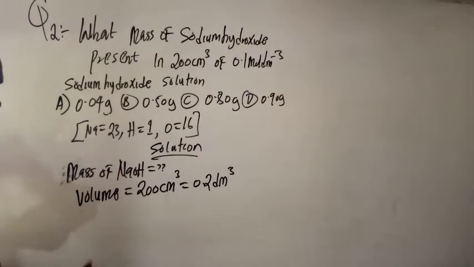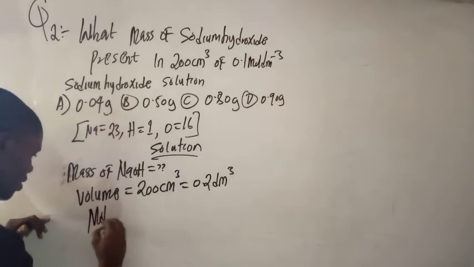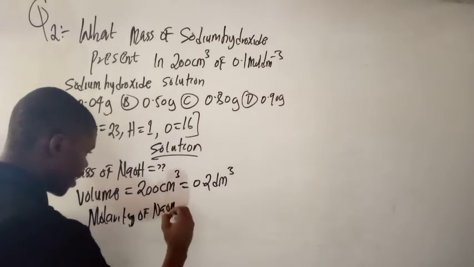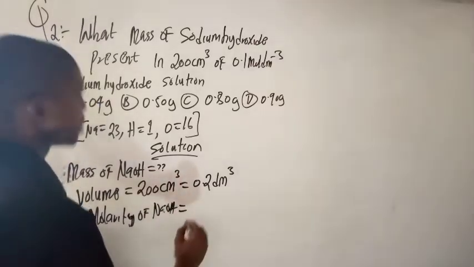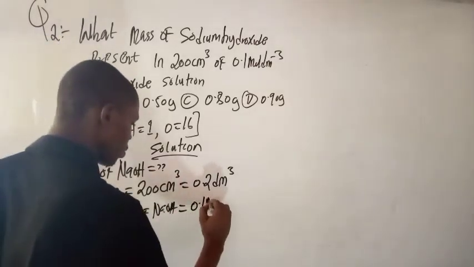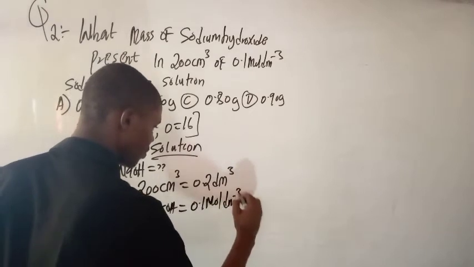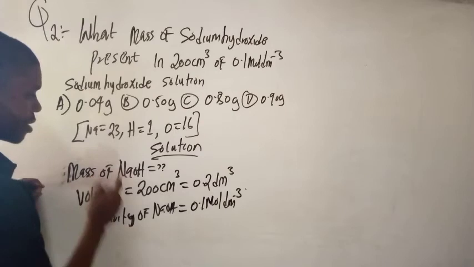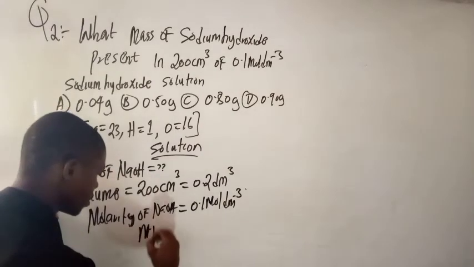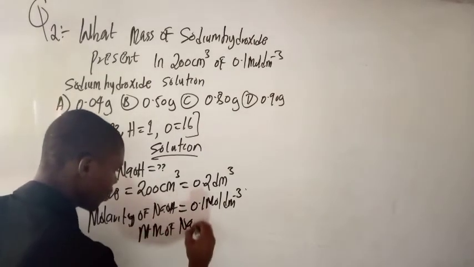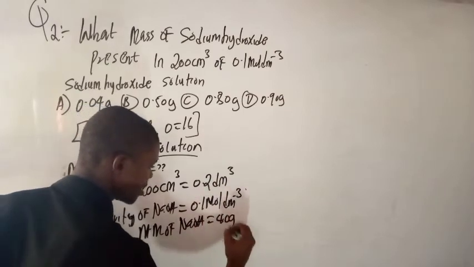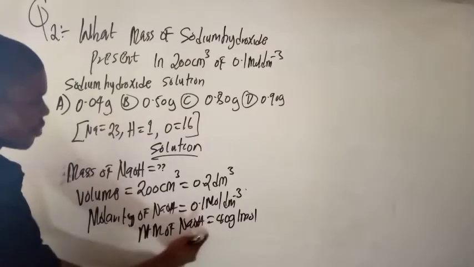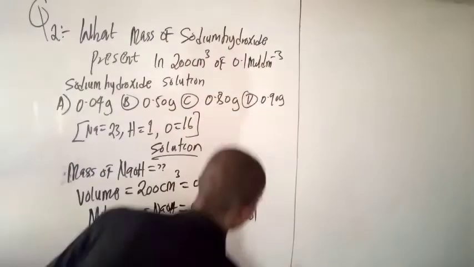Now, what is the next thing here? The molarity of NaOH is going to also be 0.1 mole per dm cube. We have calculated our molar mass. Molar mass of NaOH is 40 grams per mole. So we have already done this previously. So how are we going to do it here?